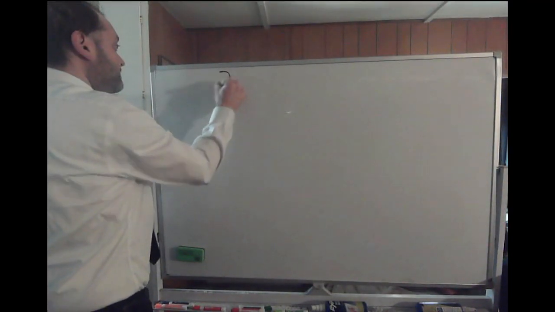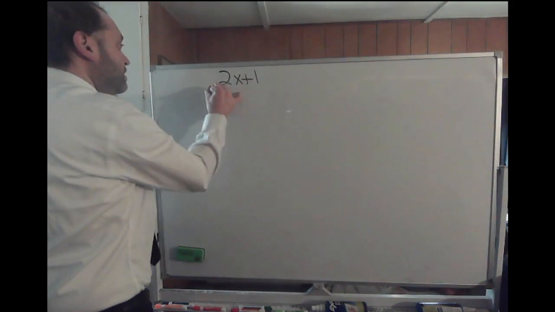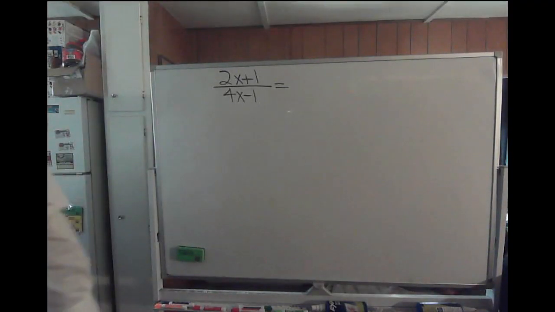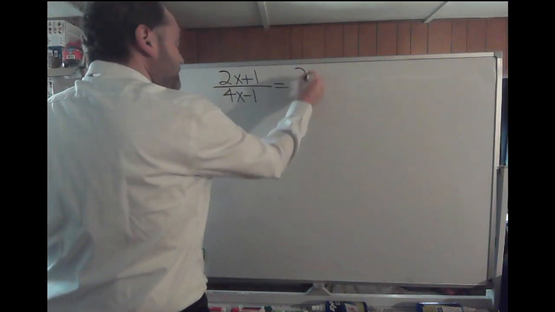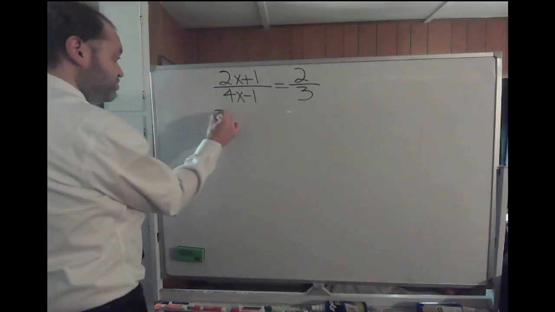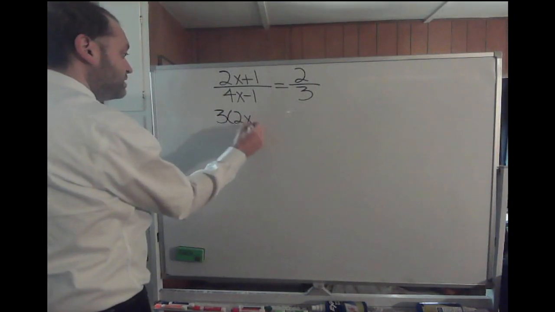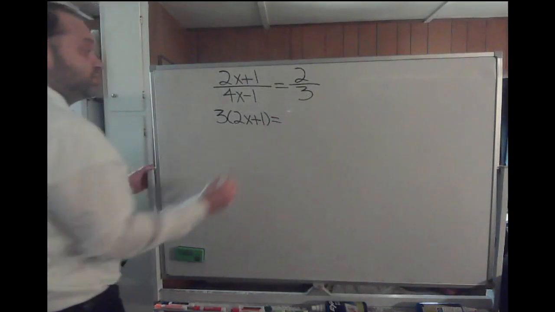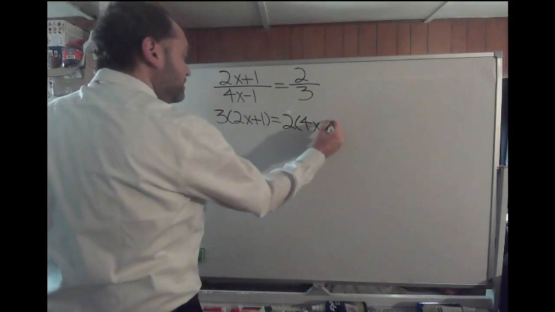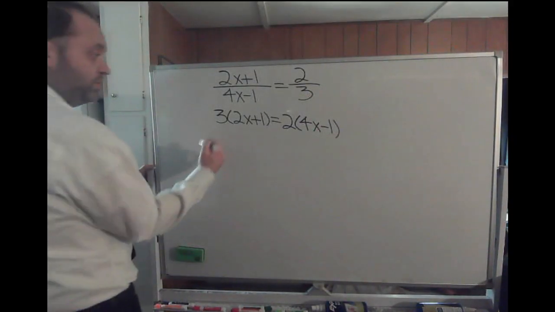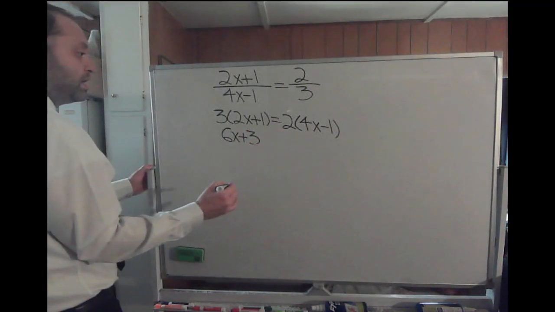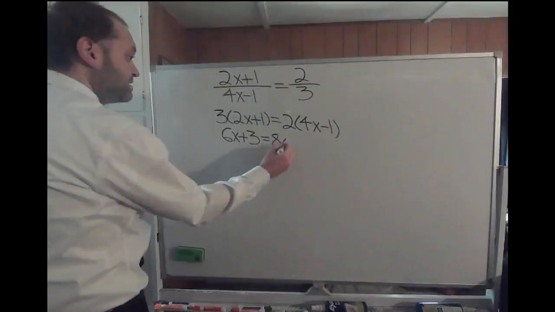Alright, we have (2x + 1)/(4x - 1). That ratio is set equal to 2/3. Alright, so once again, product of the means, which would be 3 times the quantity of 2x plus 1, set equal to the product of your extremes, which would be 2 times the quantity of 4x minus 1. That's going to give you, when you do the distributive, 6x plus 3 is equal to 8x minus 2.